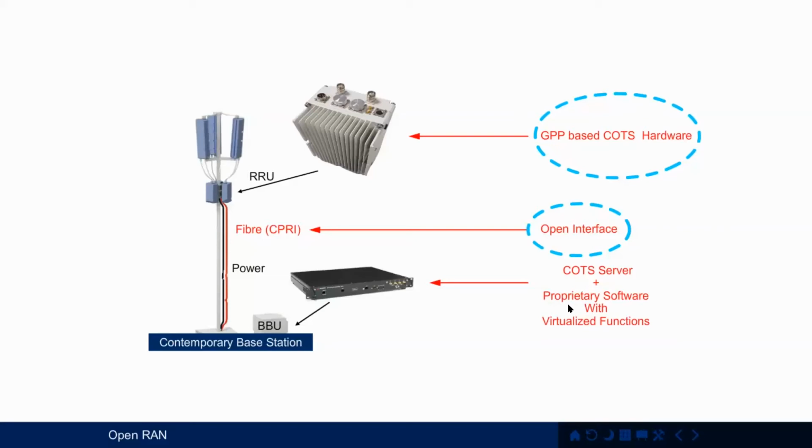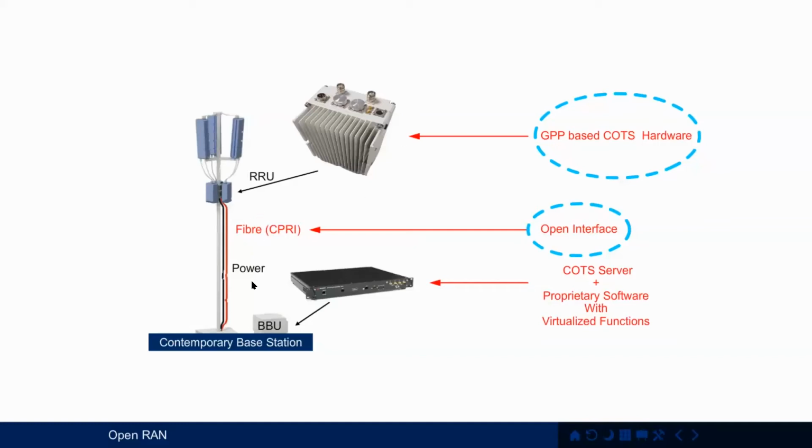hardware platform some proprietary software, possibly with virtualized functions as well. At the top of the mast, what I need is a general processing platform, again, a commercial off-the-shelf server. That will be my hardware. And I can then load into that hardware various software packages from, again, different vendors. Depending upon the type of software, I can create different functionality. I can create a GSM BTS or a 4G LTE base station or a 5G new radio. This is achieved by what are referred to as software-defined radios.